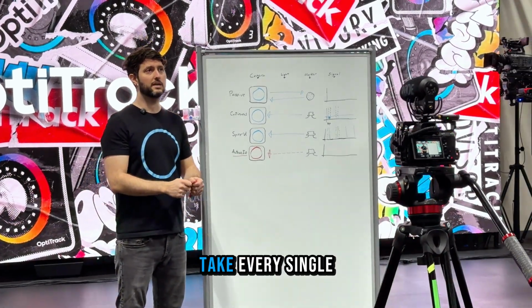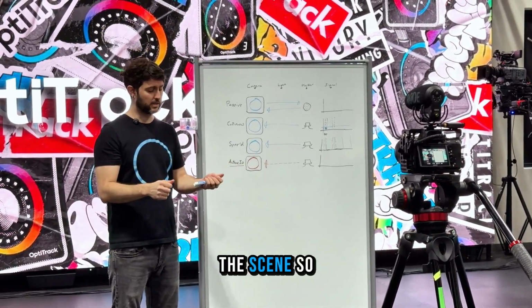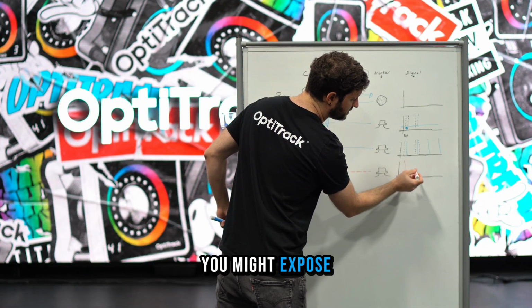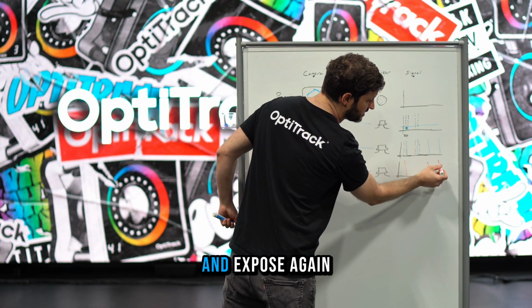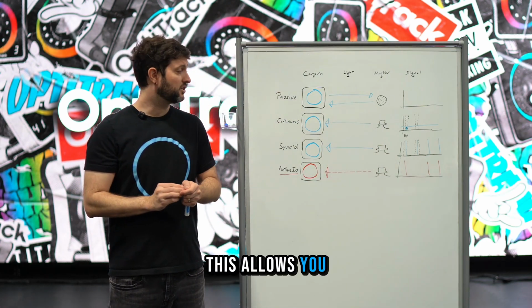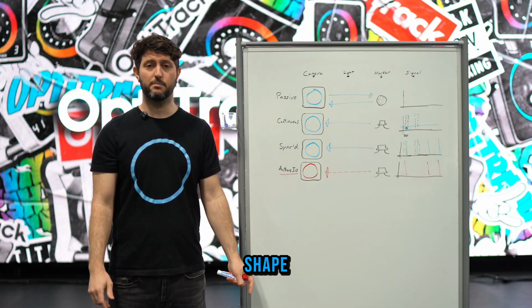We're able to take every single marker and uniquely identify it from every single one in the scene. So over here on the signal graph, what that would look like is you might expose, and then you might skip one, and then expose and expose again to give it that unique pattern. This allows you to do things like track hundreds of objects at the same time with the same shape.